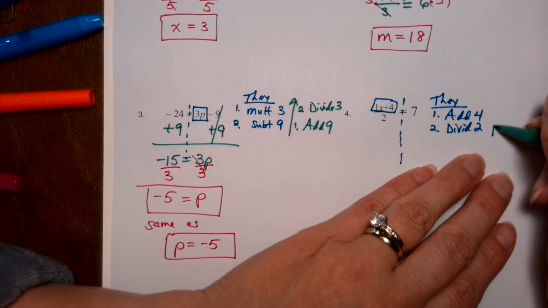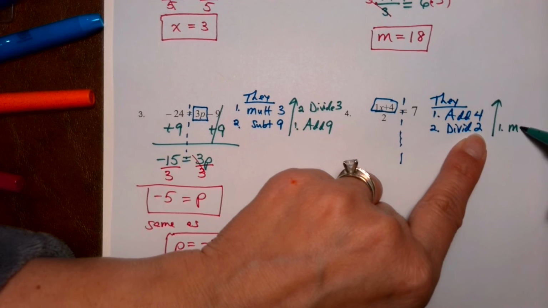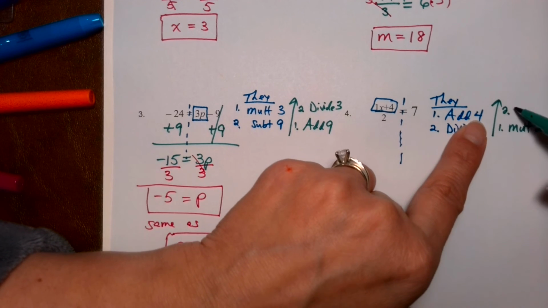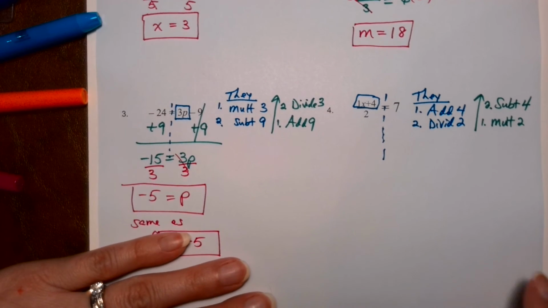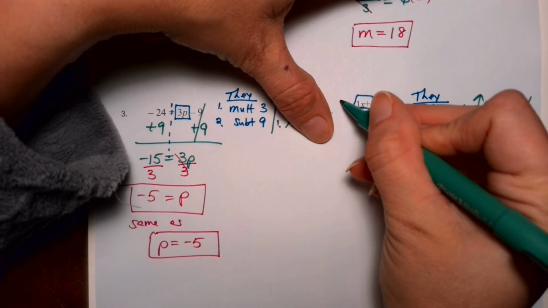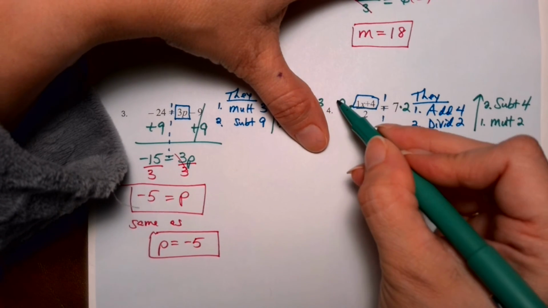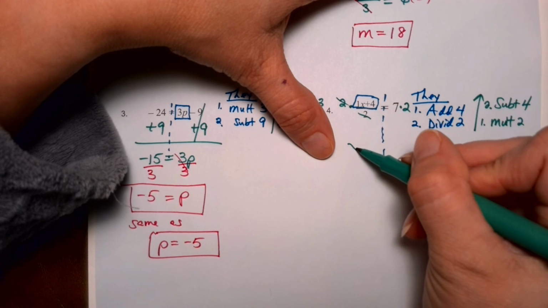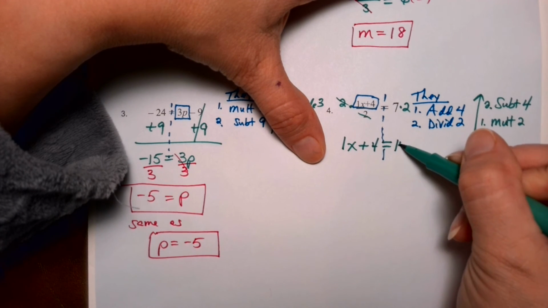Let's go backwards. Okay. The inverse of divide, the first thing we're going to do is multiply by 2. Instead of adding, we're going to subtract 4. All right, let's go do it. Step 1, multiply by 2. I'm going to multiply the left side by 2 and the right side by 2. So the 2 cancels with the 2. Okay, 1x plus 4 is equal to 14.